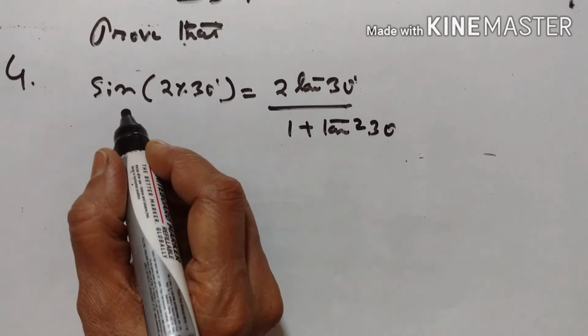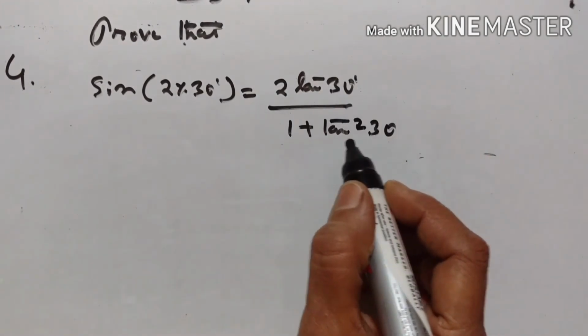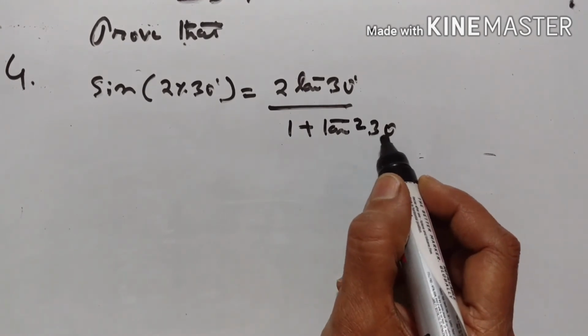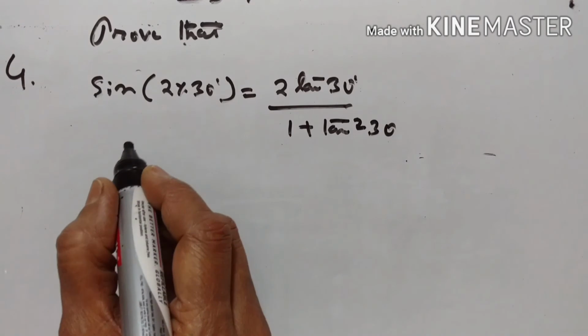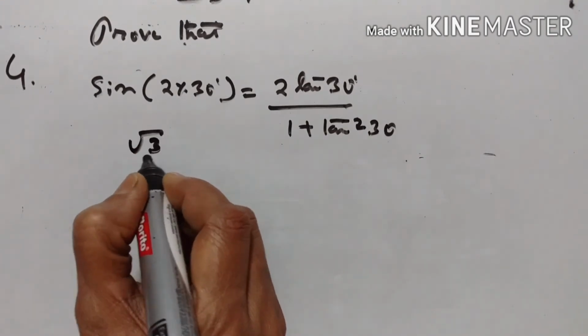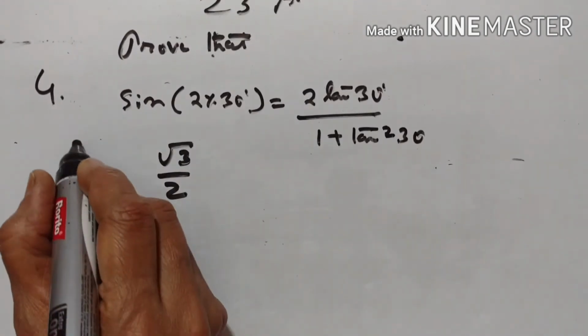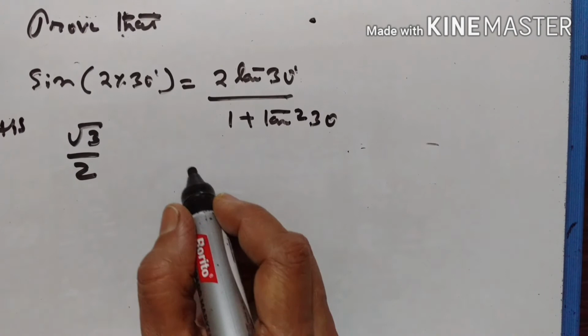We have to prove that sine of 2 into 30 degree is equal to 2 tan 30 upon 1 plus tan square 30. Sine of 2 into 30 is equal to sine of 60. Sine 60 is equal to square root of 3 upon 2. This is LHS. Let us take RHS now.